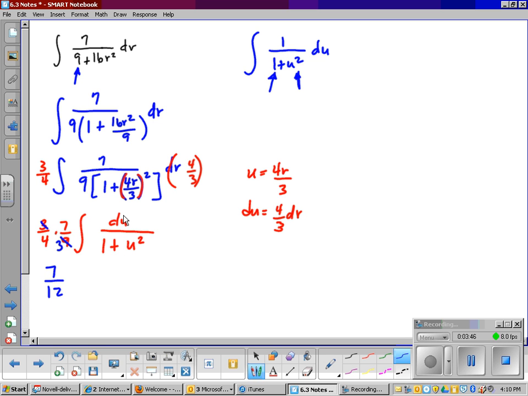And now I know that the antiderivative of this integrand is going to be the arctangent, or tangent inverse, of u. But I also know that u is 4r over 3, and I just need a plus c.